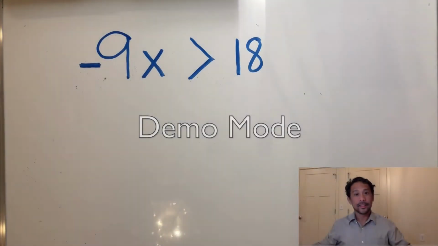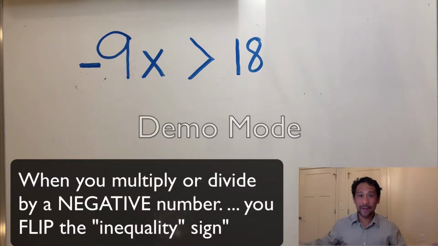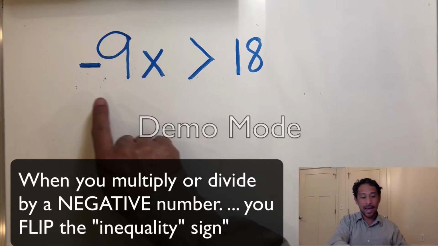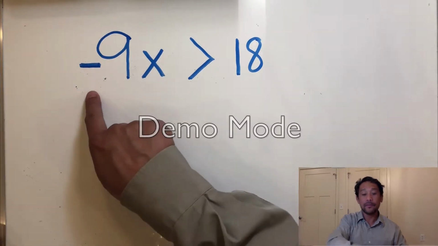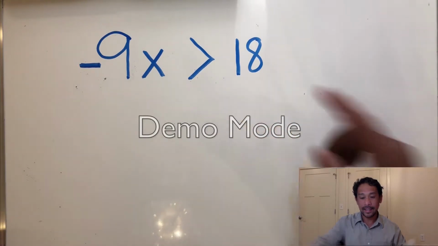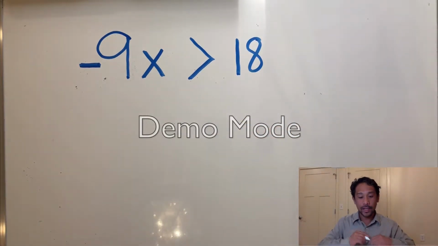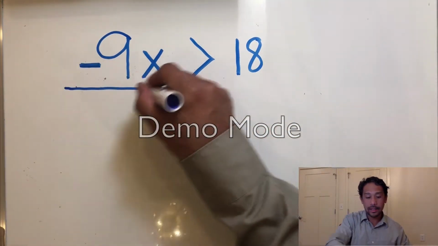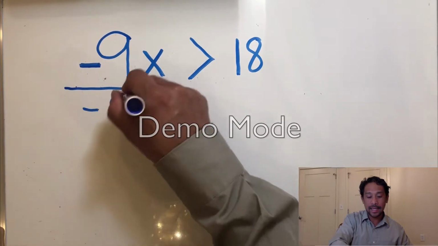All right. I told you that we had one exception to the rule. That is, when you are dividing or multiplying by a negative number, you have to flip the sign. So now I have here, instead of a positive 9, a negative 9 multiplying the variable x, which is greater than 18. Again, we still have to isolate x. So I will divide by a negative 9.